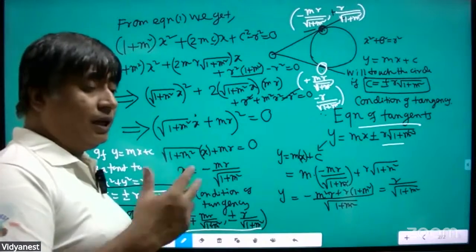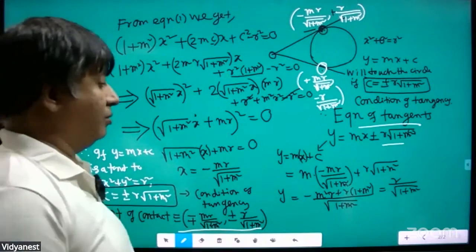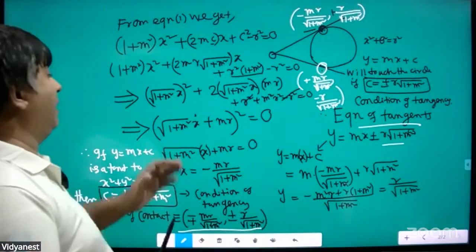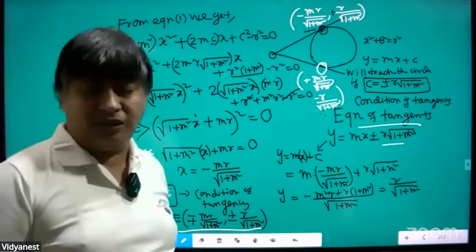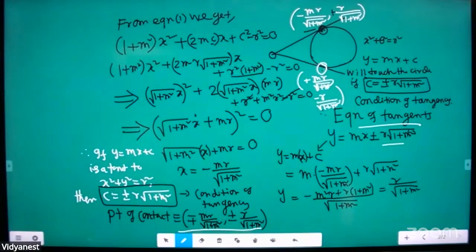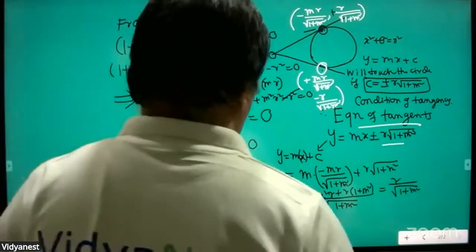Now a tangent can be formed in another way also, by calculus, by differentiation, because the slope of the line is nothing but differentiation. Just wait. Now I'm skipping to the next page.